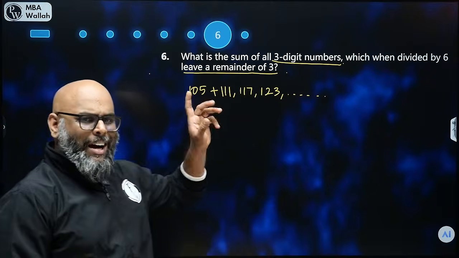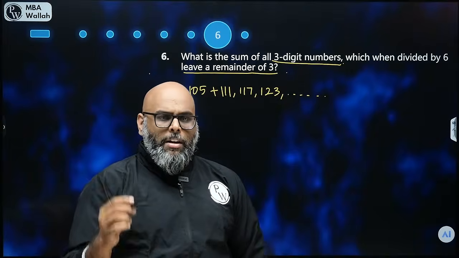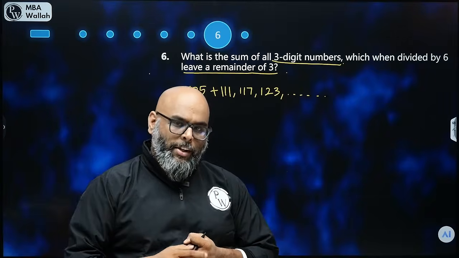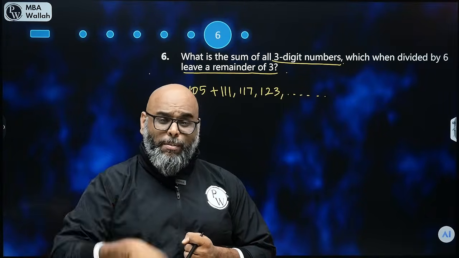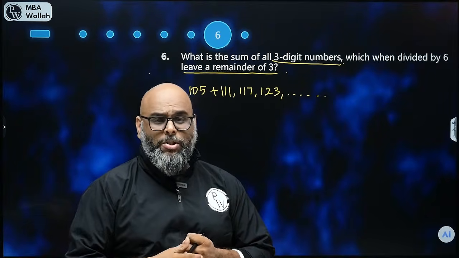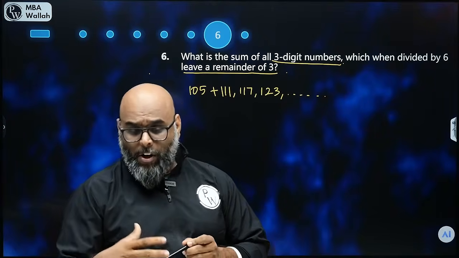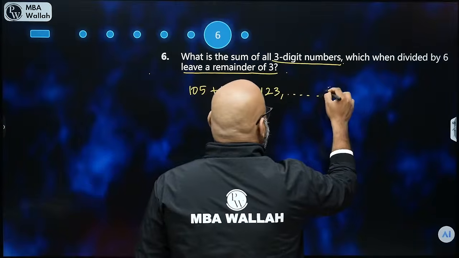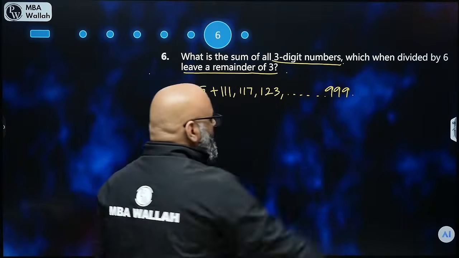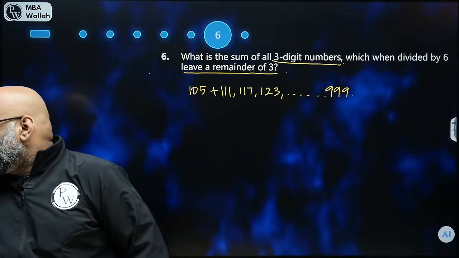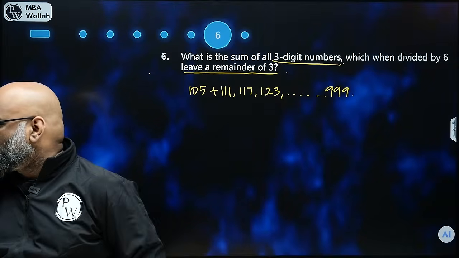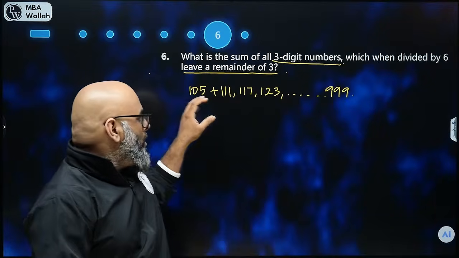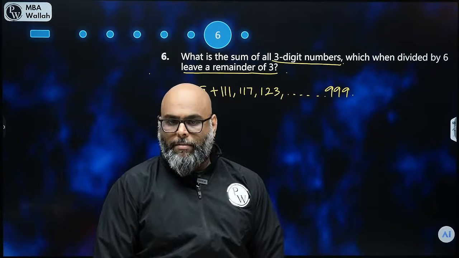What is the last number that I can work with? 900 is divisible by 6. 960 is divisible by 6. 990 is divisible by 6. 996 works. But I cannot take 996 because 996 is perfectly divisible by 6. Add another 3 to it, I'll get 999. Clear? Any doubts? So I'm starting from 105 going till 999.